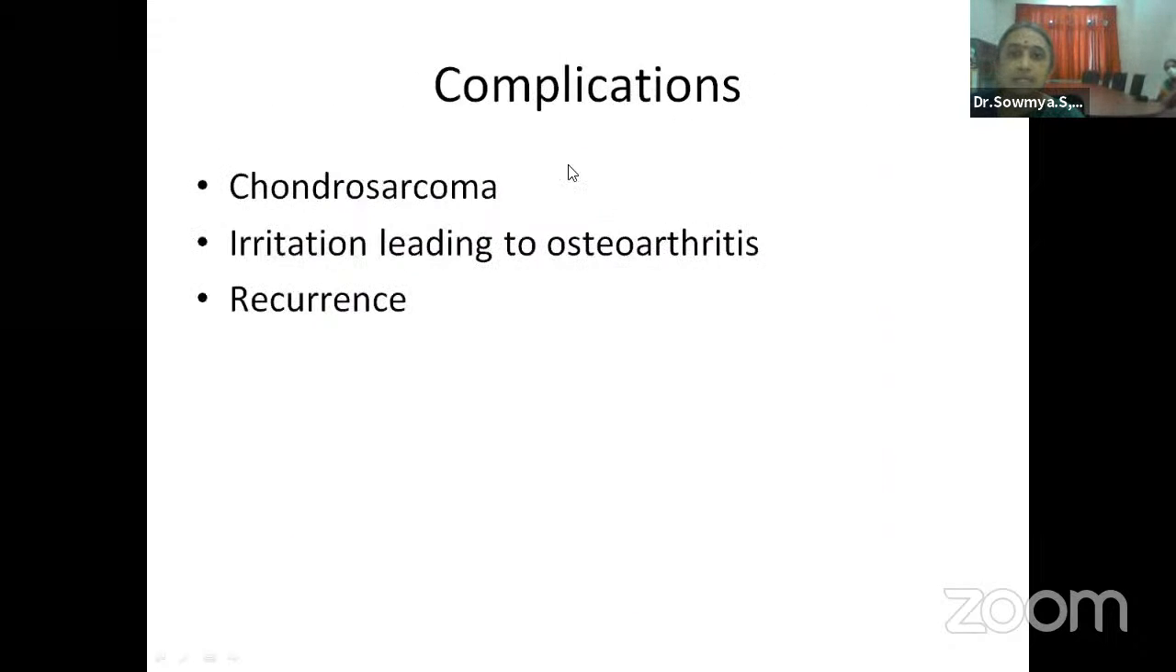What are the complications probably? Why should we know about this entity? Because there can be a transformation to chondrosarcoma in these conditions. Very rare, but there are documented cases where there can be transformation. And this irritation can also lead to secondary osteoarthritis. Another is the possibility of recurrence. So even if you just remove the loose body, sometimes they can recur.